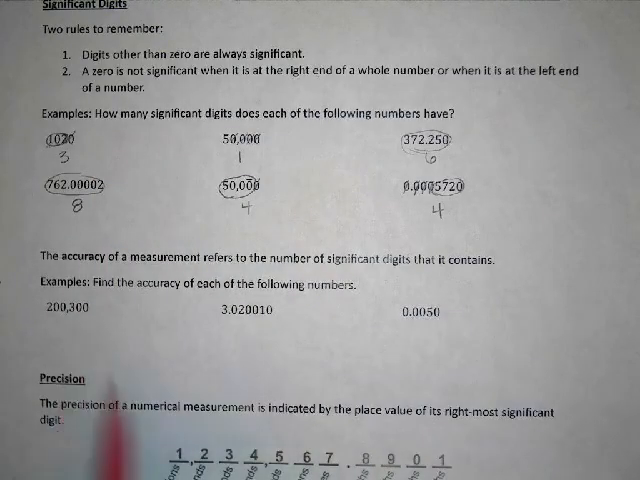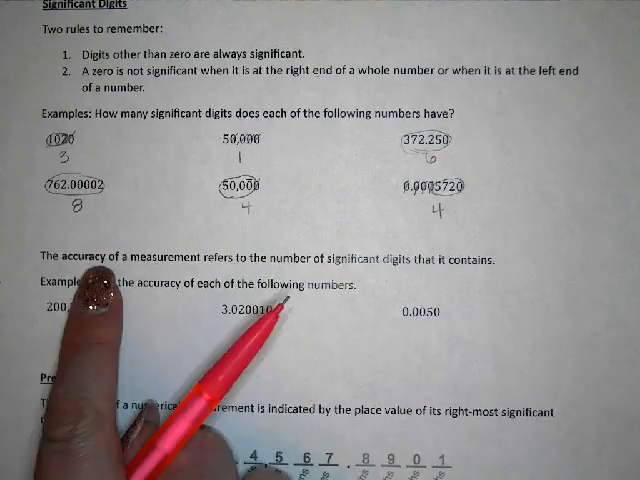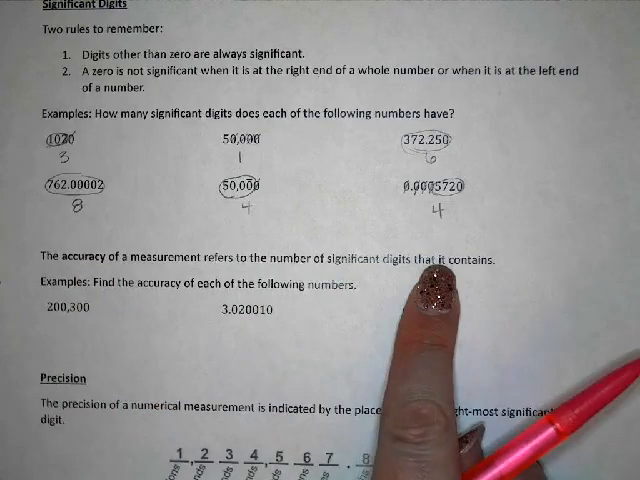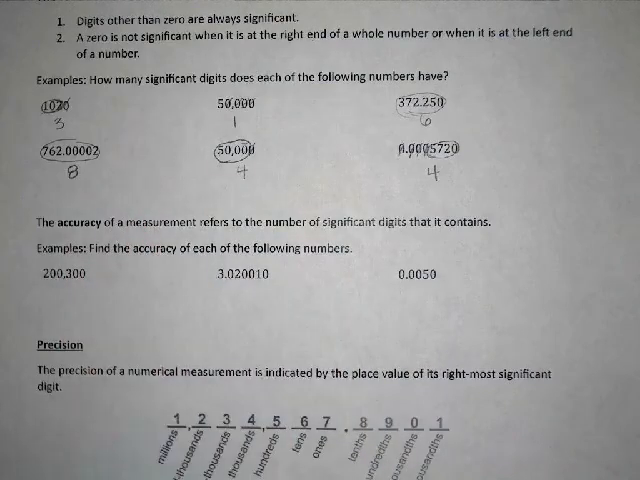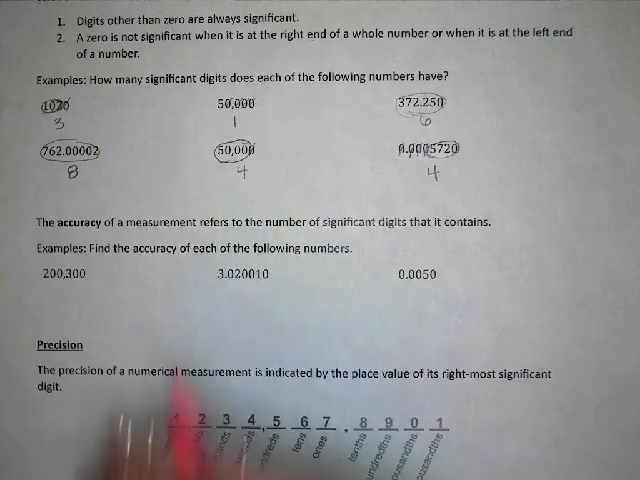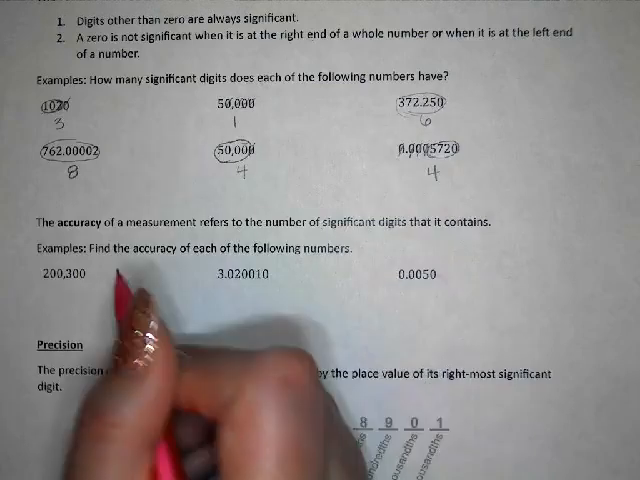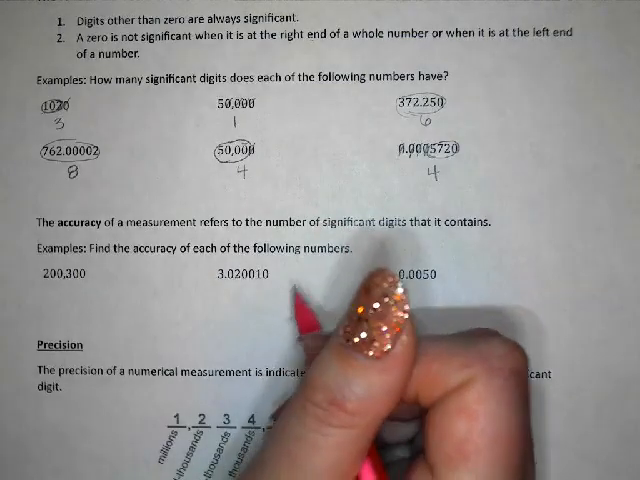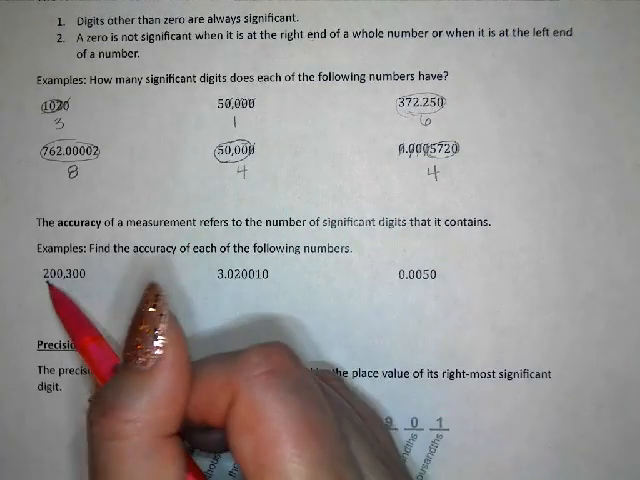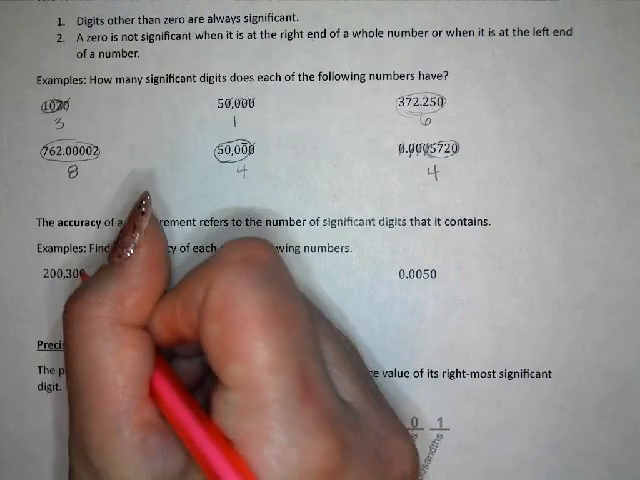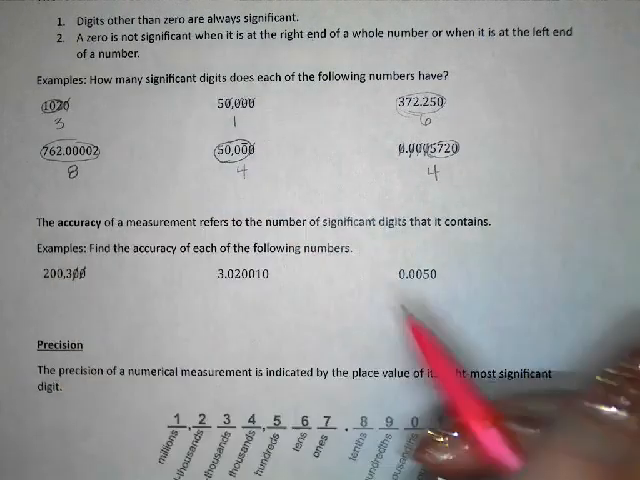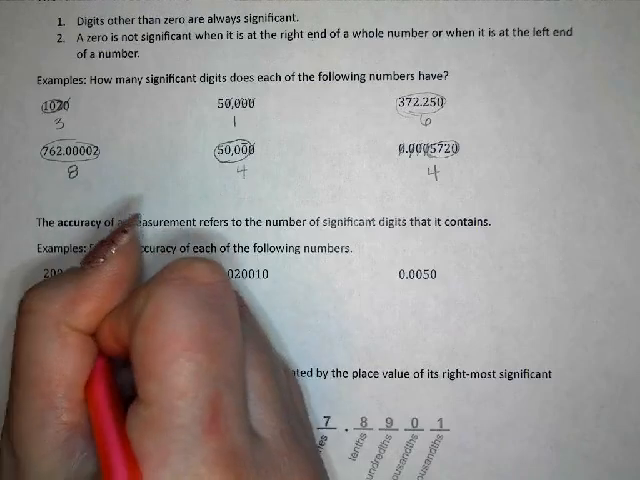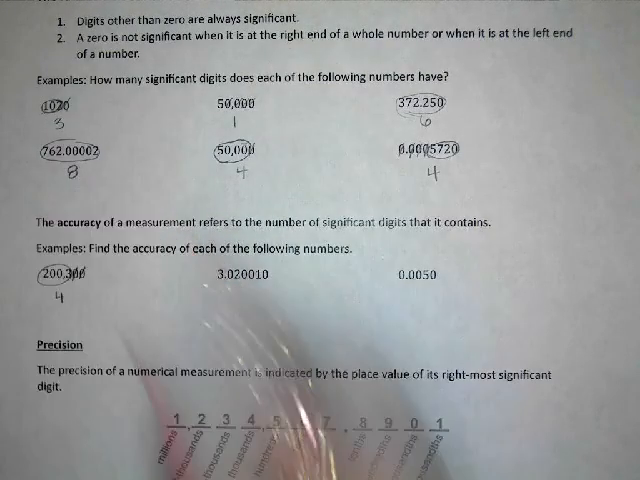So if they're asking find the accuracy, they're just saying tell us the significant digits that are contained in the number. And so it's the exact same thing as if they said, tell me how many significant digits there are. Find the accuracy, find the number of significant digits that are contained in the number. So here, this is a whole number. We're going to ignore the zeros on the end. And so this has 4 significant digits.